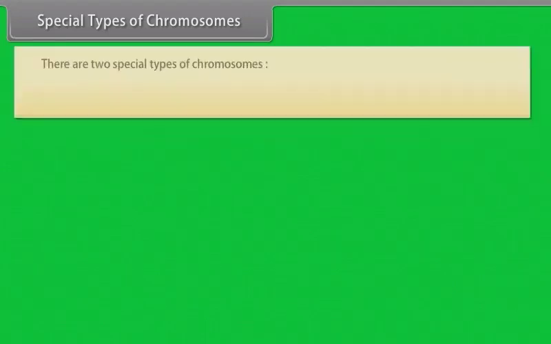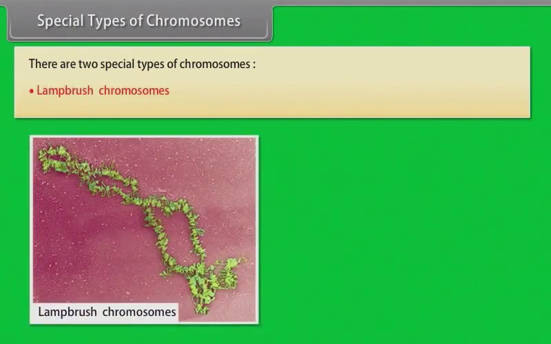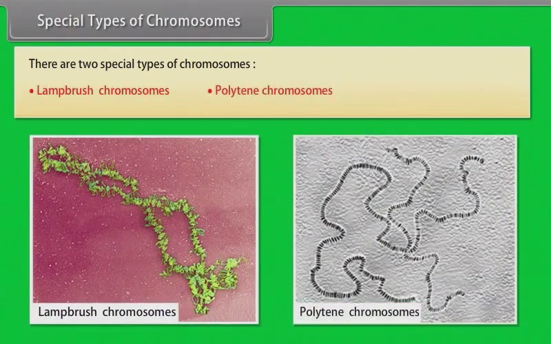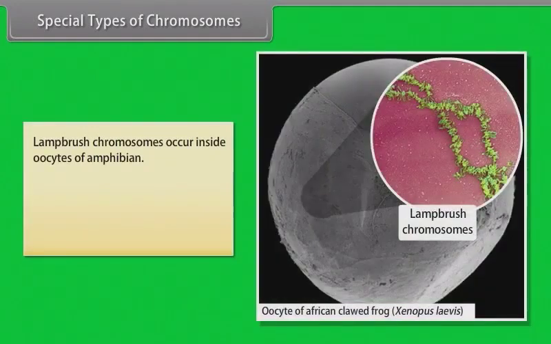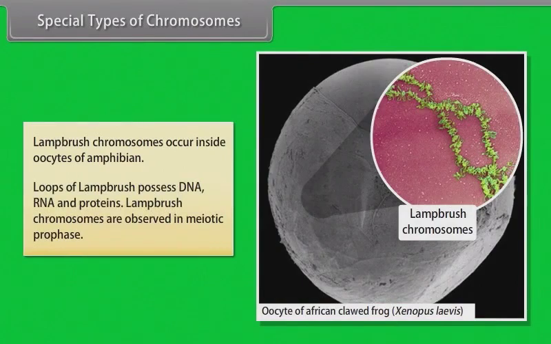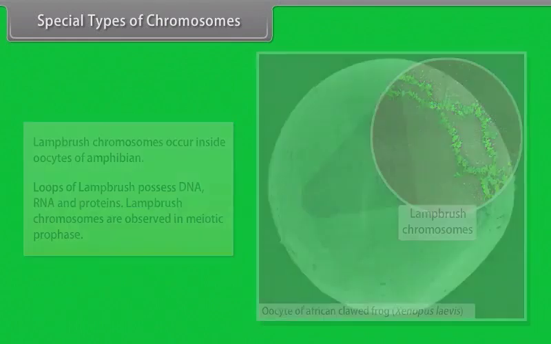Special types of chromosomes. There are 2 special types of chromosomes: lampbrush chromosomes and polytene chromosomes. Lampbrush chromosomes occur inside oocytes of amphibians. Loops of lampbrush chromosomes possess DNA, RNA, and proteins. Lampbrush chromosomes are observed in meiotic prophase.